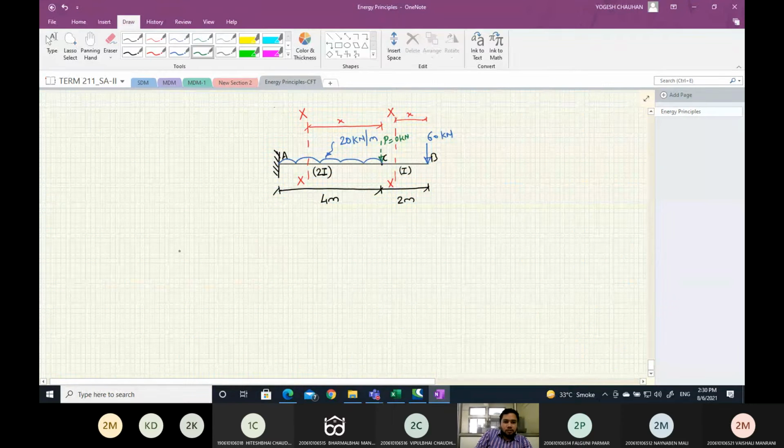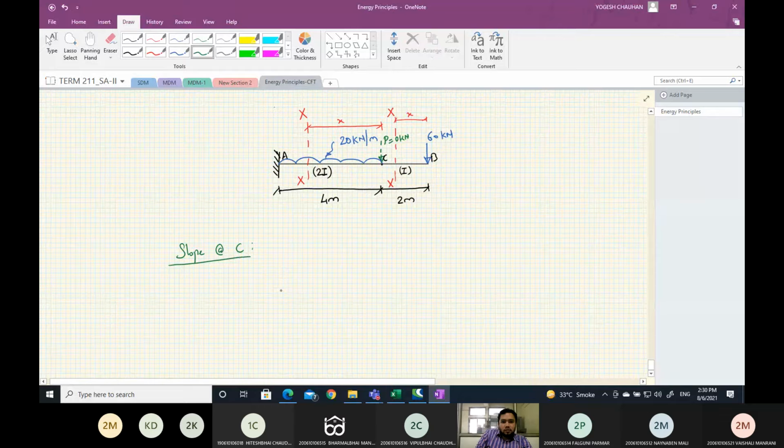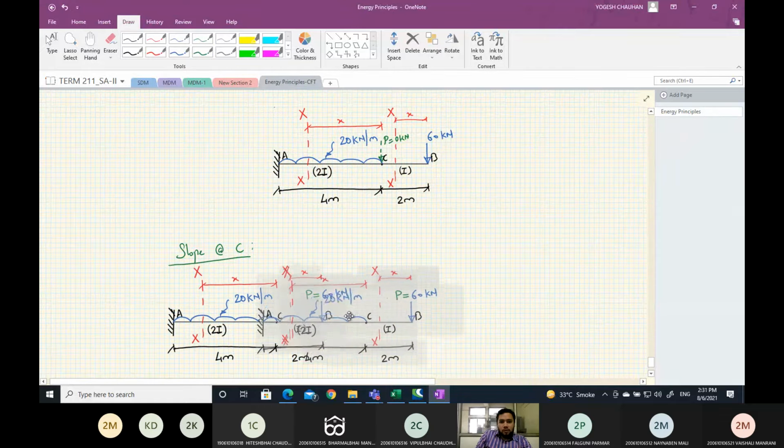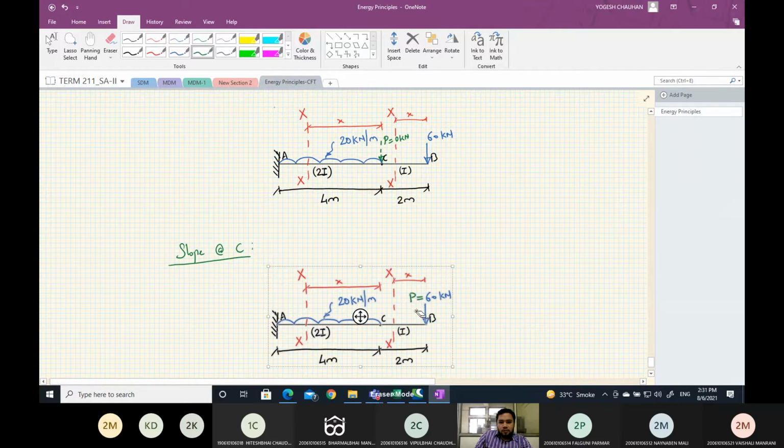Same way, for finding the slope at C, you apply a fictitious moment at C. You can assume any direction, clockwise or anti-clockwise, and the value of this moment will be 0 kilonewton meter, because there is no moment acting at that point, so we are assuming this value. Otherwise, if there is a moment at that point, then you can consider that moment as m and formulate the moment equation.